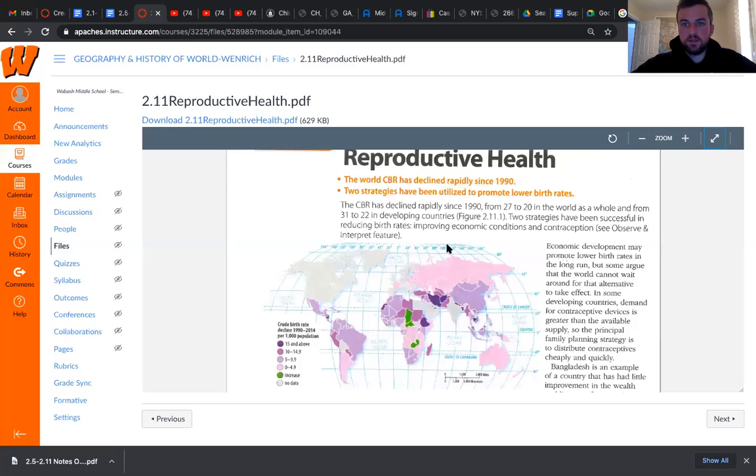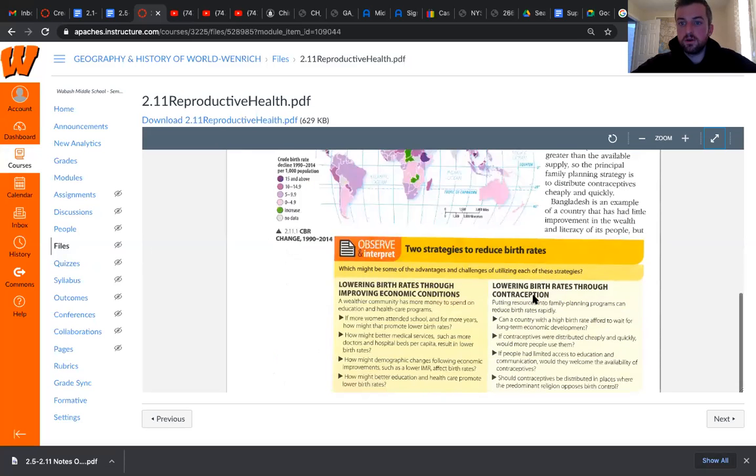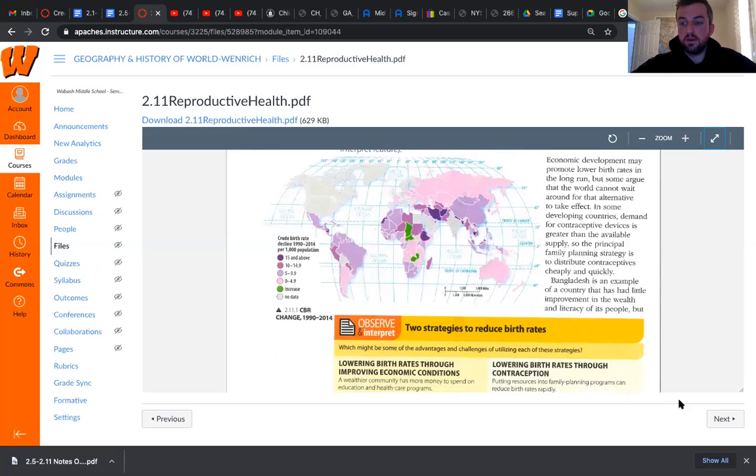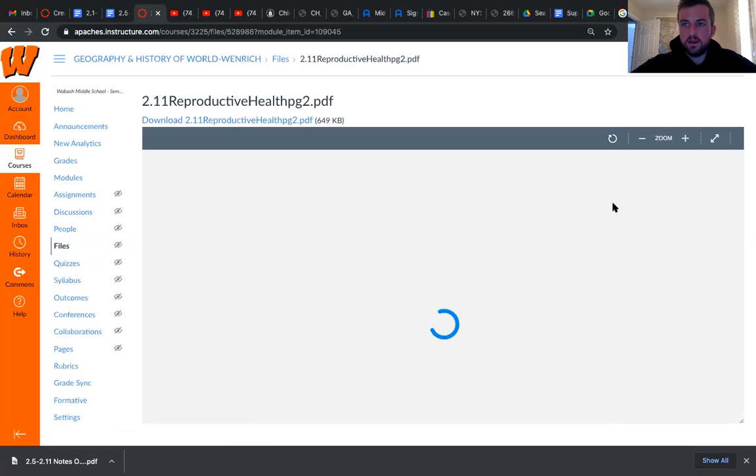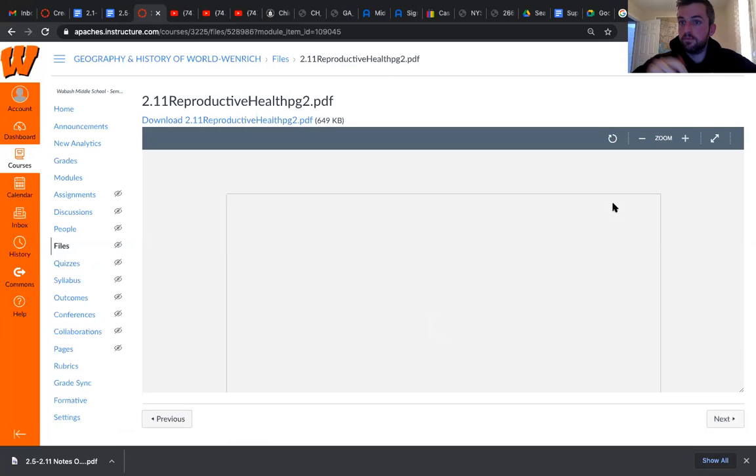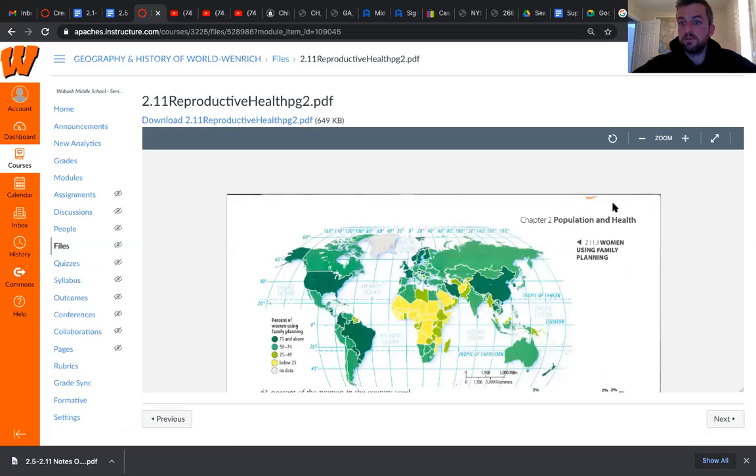and as I transition over here, the two things that you want to write down in your notes for sure when it comes to reducing the birth rate in this country and all over the world pretty much is to do two things. Number one, improve economic conditions. It was actually touched on earlier in the notes when it comes to population futures.